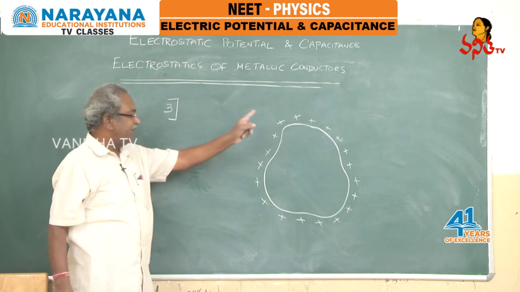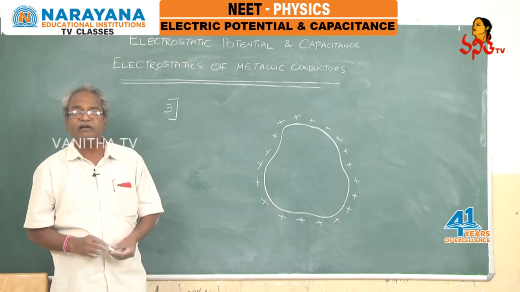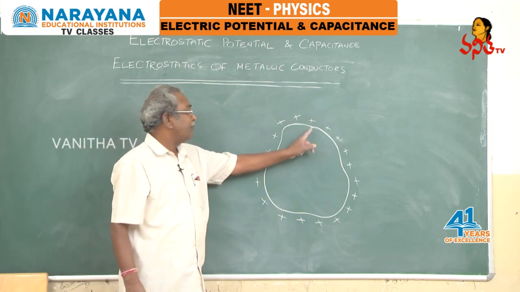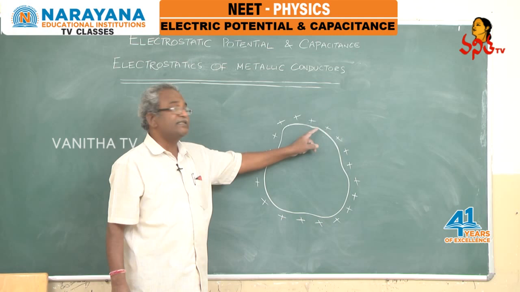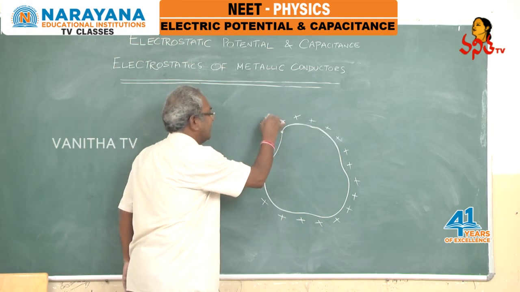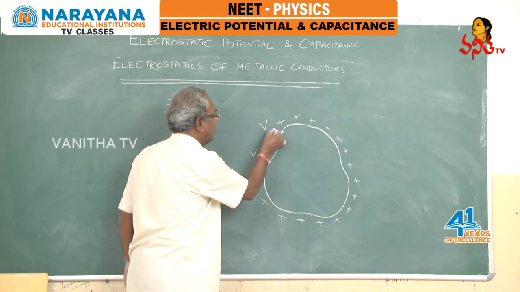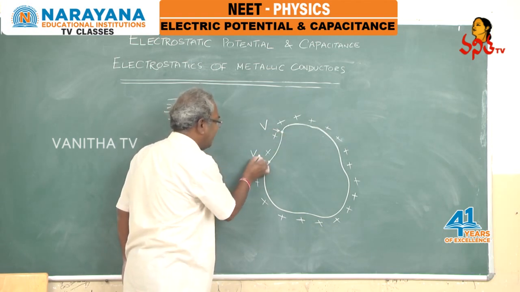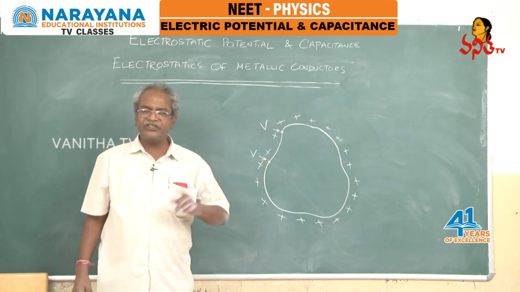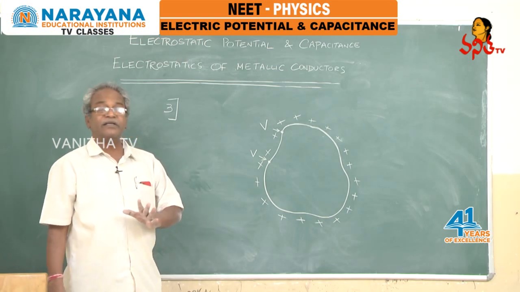The surface of any charged conductor should be an equipotential surface under static conditions. That means electric potential at any point on the surface, for example, potential at this point is V. Then what I mean to say is potential at this point also V only. Here also potential V, here also potential V. It should be. Surface of any charged conductor should be an equipotential surface.